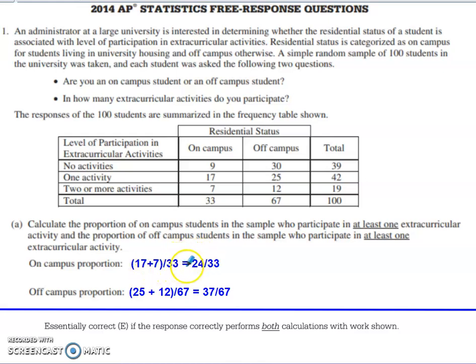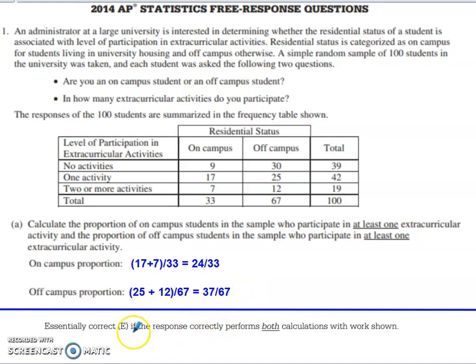So I've got that work shown here, and then the corresponding proportion. If you wanted to turn that into a decimal, that's definitely fine to do. And then I've got a similar calculation done for the proportion of off-campus students. So I'm taking the number that participate in one activity plus the number that participate in 2 or more, and then dividing by the total number of off-campus students from the survey.